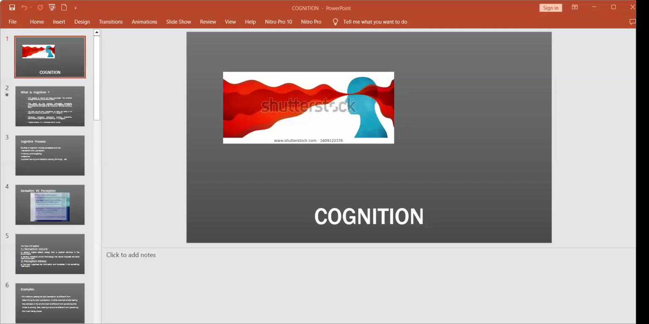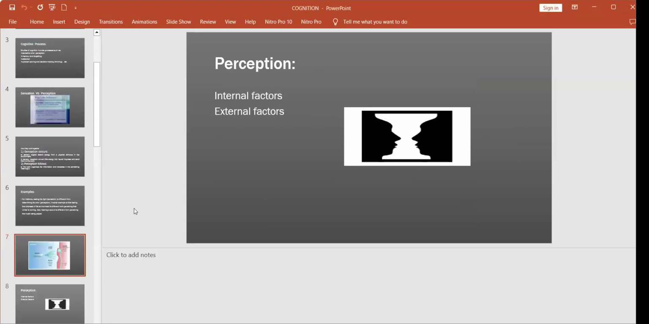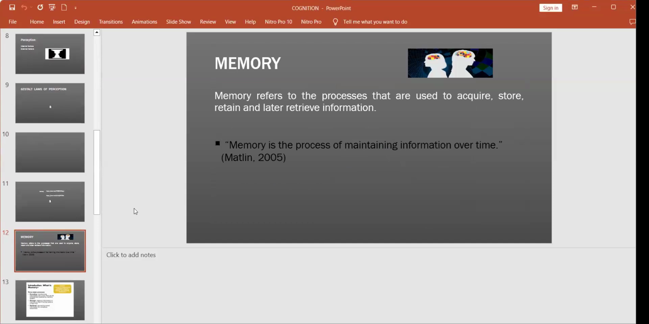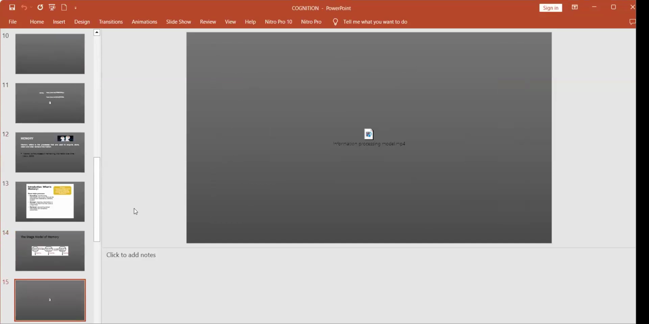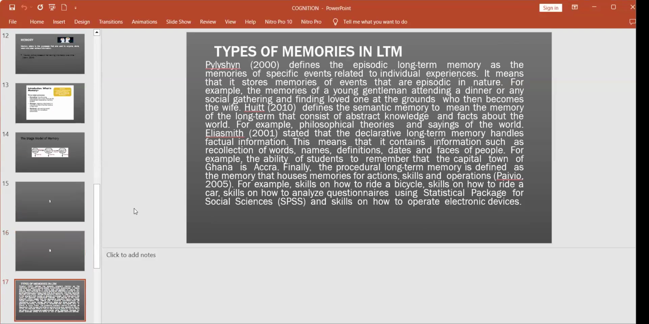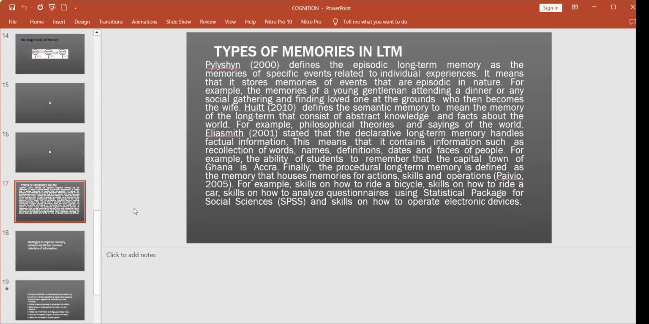Okay, the PowerPoint. I'm sharing the PowerPoint to talk about cognition. We actually discussed cognition and the cognitive processes: sensation, perception, Gestalt laws, and memory. And now I'm getting you to look at, did I discuss the types of memories in the long-term memory?